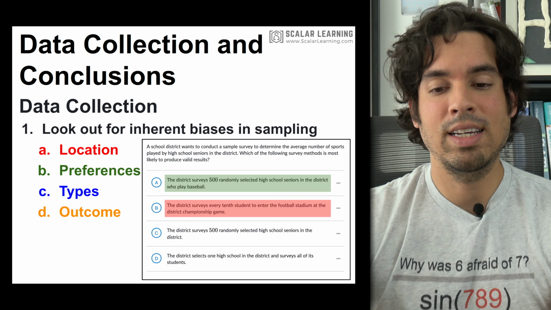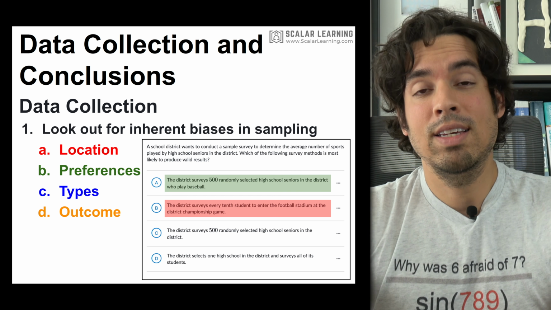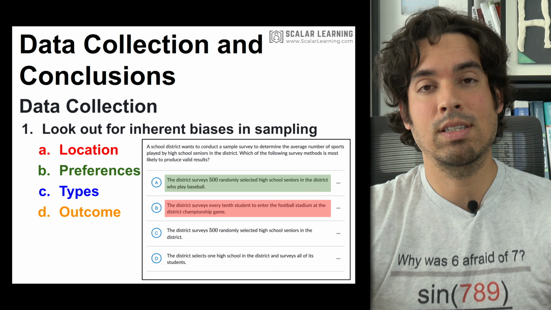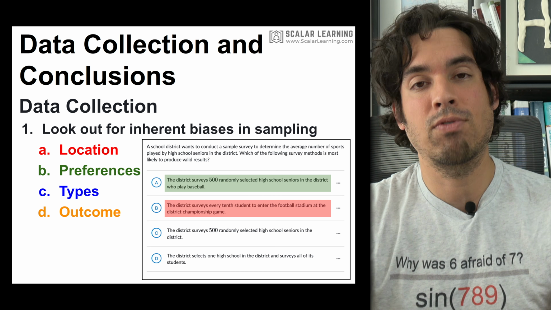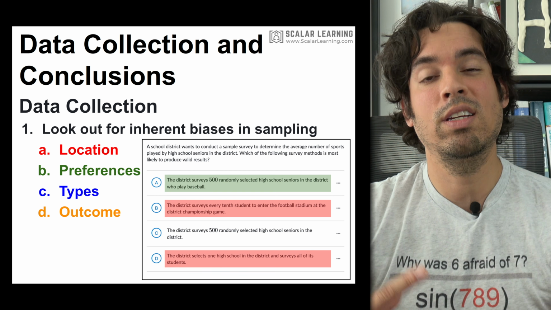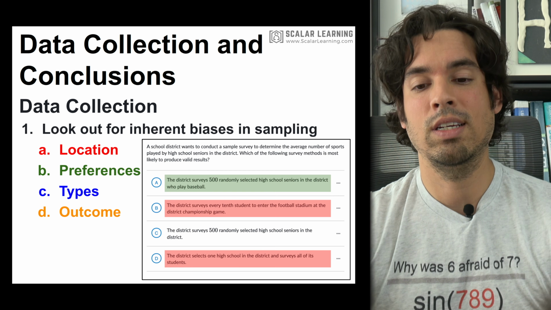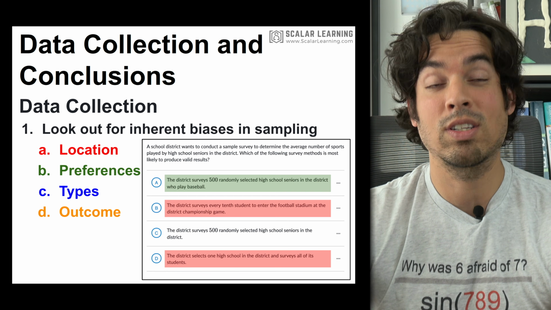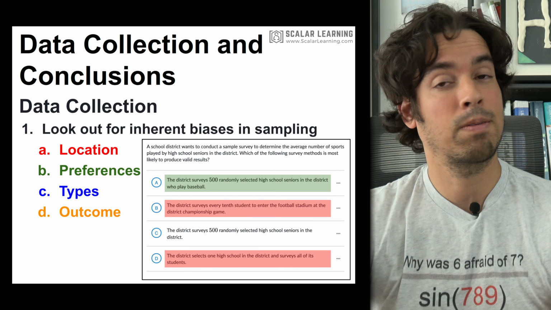If we look at option D, the district selects one high school in the district and surveys all of its students. Now, this doesn't sound like it's got a bias, but if we want to get a nice even sampling of the district, why focus on one school? We should take a sampling from the district. So this is again another location bias, which is not totally clear how it's going to bias the results. It's just not the best answer. And that leads us to C, which says the district surveys 500 randomly selected high school seniors in the district. It's perfect. It's across the whole district. That's the ideal sample space, and we're good to go.